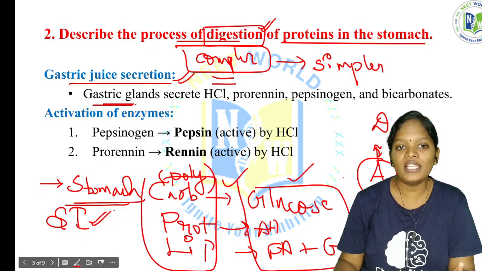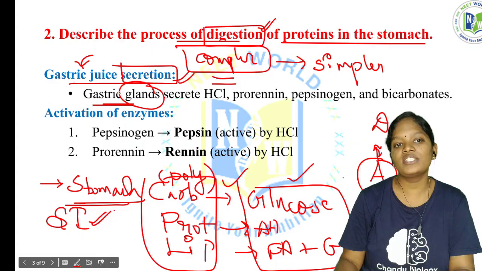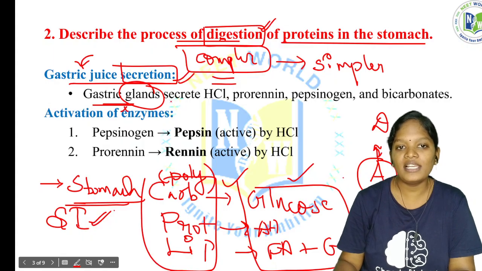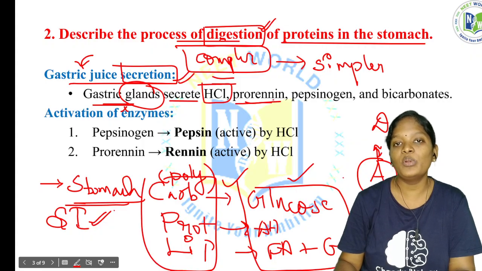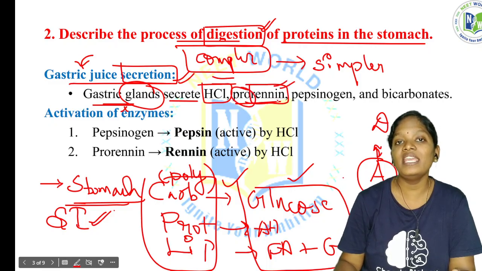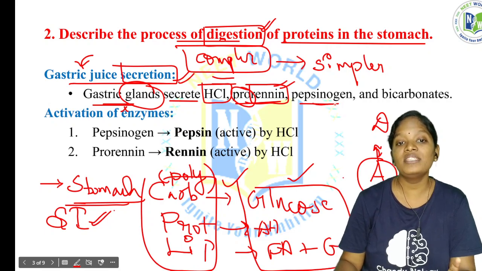So the gastric glands, the secretion is always done by some glands. As this is gastric juice secretion, definitely it will be related to the gastric glands. Okay, so the gastric glands secrete HCl, that is hydrochloric acid, prorenin. Prorenin means renin is a protein, and this renin is in an inactive form. Pepsinogen: pepsin is an active protein and pepsinogen is an inactive protein, and the bicarbonates.